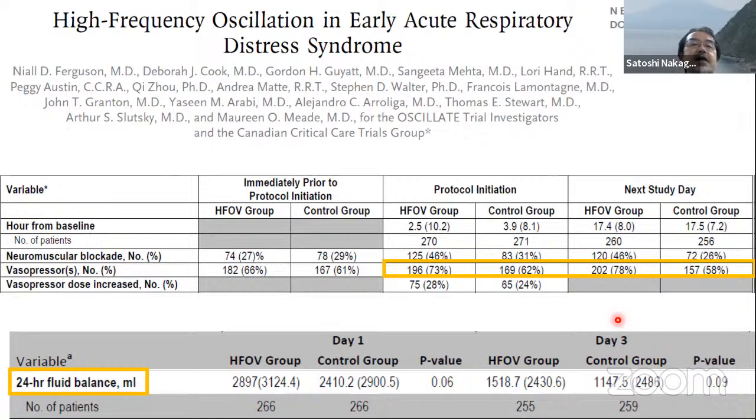And further, when we focus on the 24-hour fluid balance, as you can see, the HFO group has the higher positive fluid balance compared to the control group in day 1, as well as day 3, although there is no statistical difference between the two groups. But the HFO-B group tended to have the higher positive fluid balance along the course. So we must be mindful in terms of the hemodynamic management, including the vasopressor use and the fluid management.